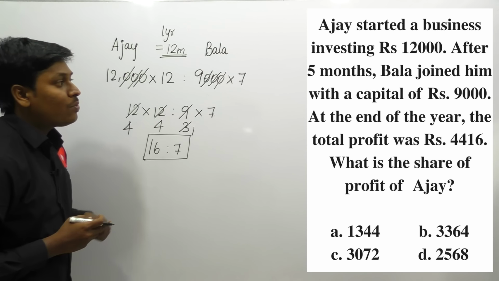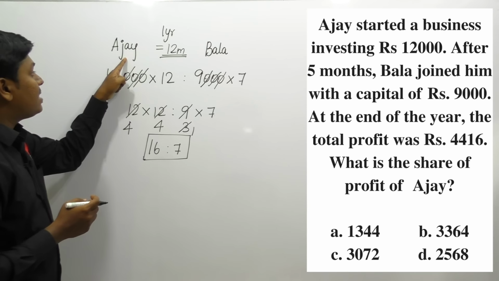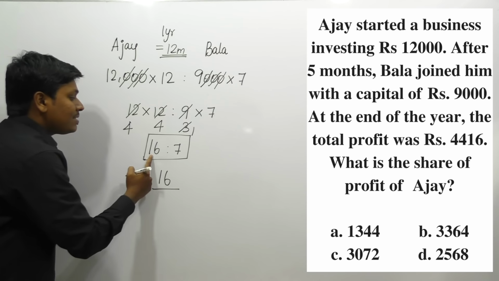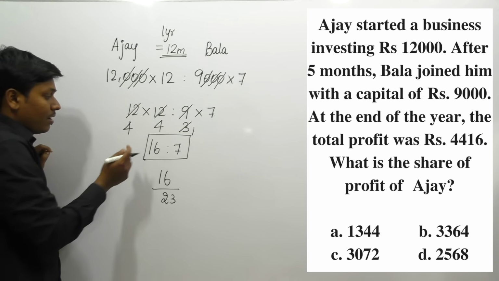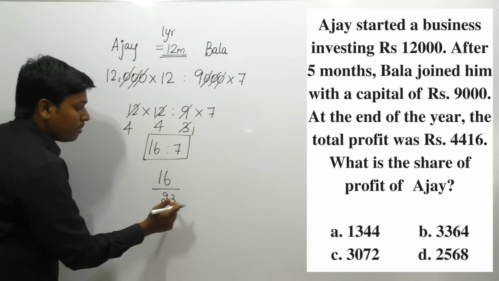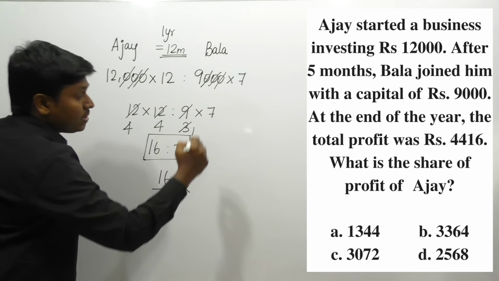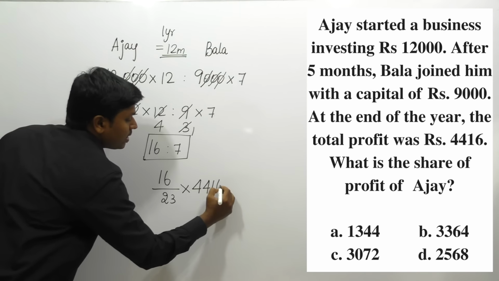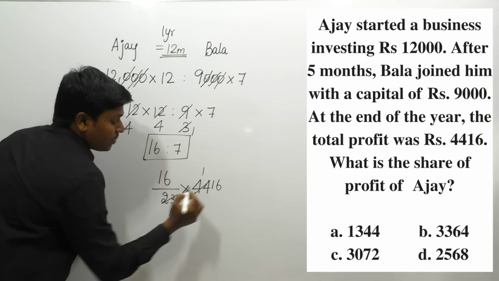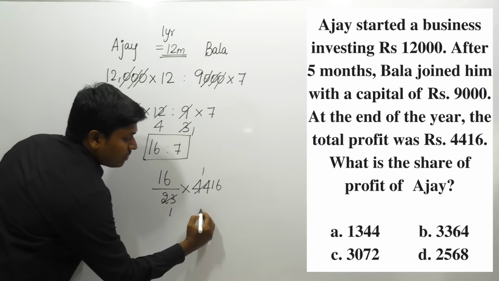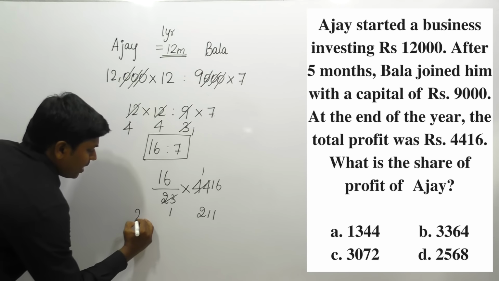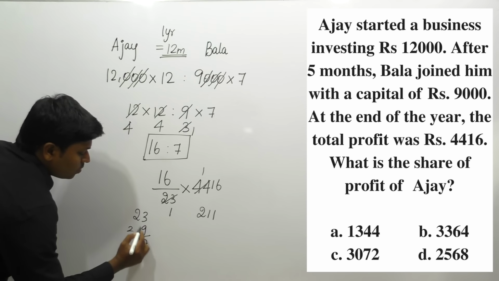Our target is to find the share from the profit for the person Ajay. We know that Ajay is in the ratio 16, right? So 16 divided by the total ratio, that is 16 plus 7 will be 23, into the profit. This is the share for the person Ajay. We know that they have got a profit of 4,416. Now we need to cancel this. 23 ones are 23, so the remaining will be 21, that is 2 1, and here it is 11. Next is 23 into 9. 3 9s are 27, 2 207.